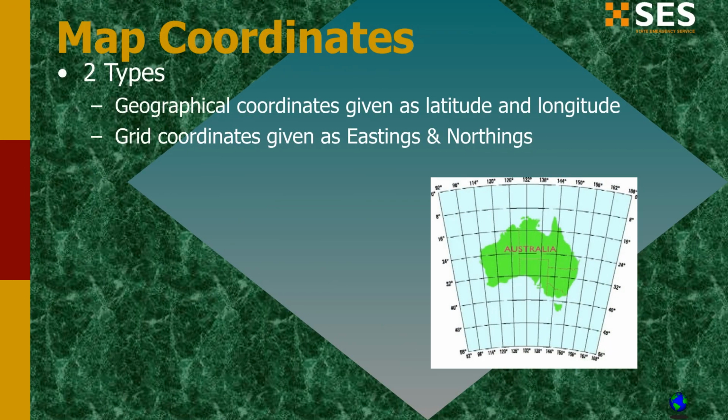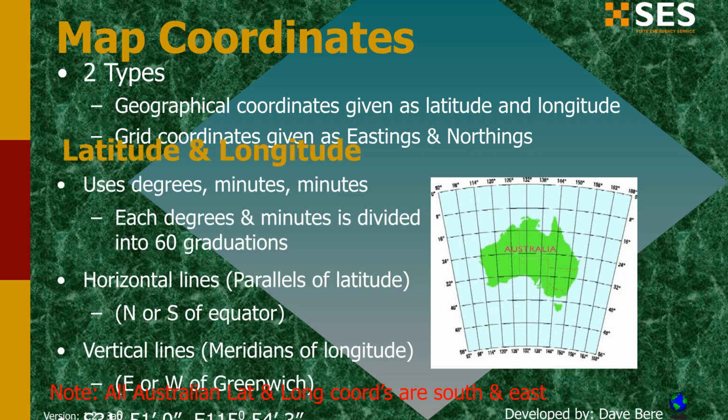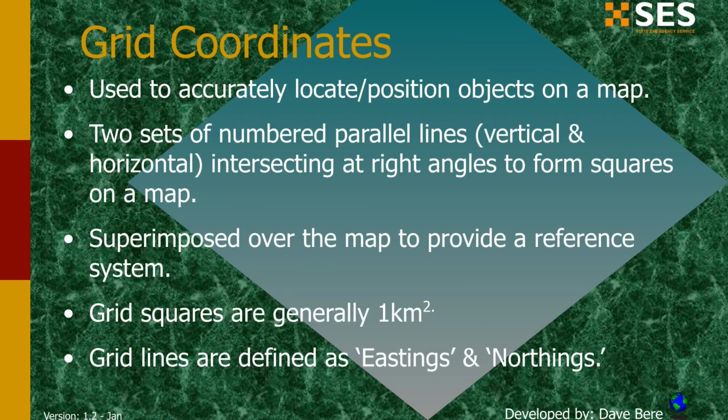Map coordinates come in two types: geographical, using latitude and longitude, and grid coordinates, using eastings and northings. Latitude and longitude use degrees, minutes, and seconds, with each degree and minute divided into 60 graduations. Grid coordinates are used to precisely locate objects. They consist of two sets of numbered parallel lines that form squares, typically 1 kilometer squared.